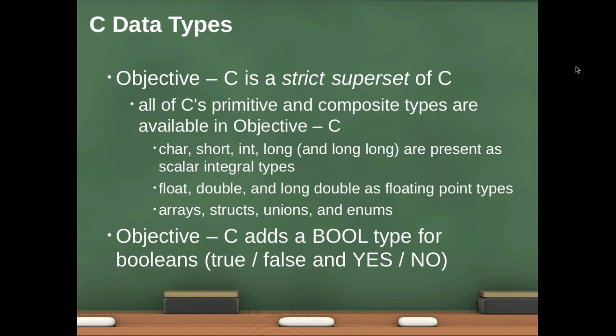First of all, we'll talk about the C data types that we inherit from C. Objective-C is what we call a strict superset of C, and this means that anything we can say or do in the C programming language, we can do in Objective-C. Objective-C just adds object-oriented structures on top of C.